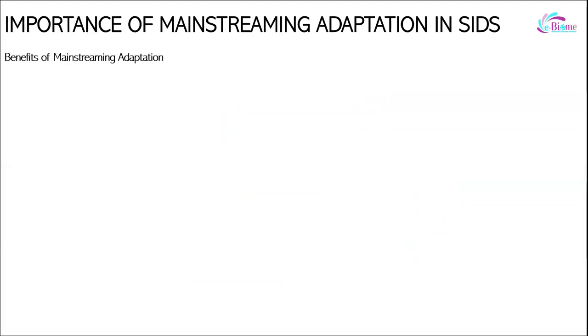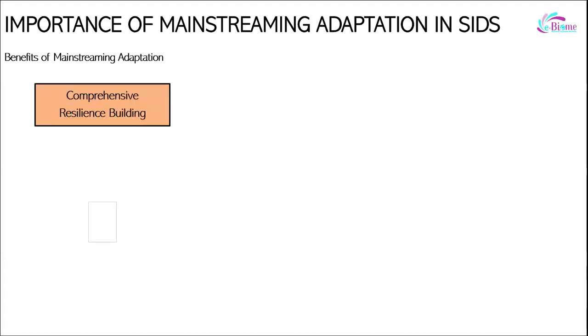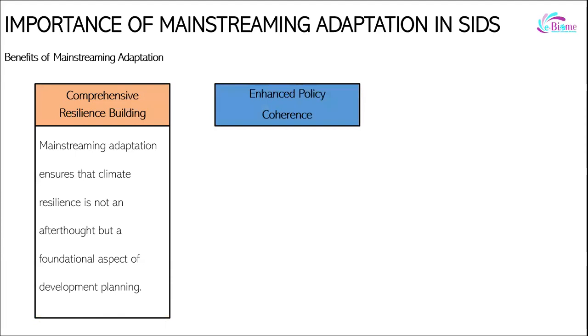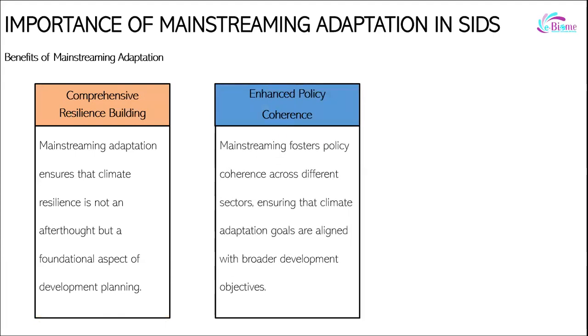When you talk about mainstreaming adaptation, it is important to also mention some of its benefits. We look at various benefits such as comprehensive resilience building. Mainstreaming adaptation ensures that climate resilience is not an afterthought, but a foundational aspect of development planning. We look at enhanced policy coherence. Mainstreaming fosters policy coherence across different sectors, ensuring that climate adaptation goals are aligned with broader development objectives.